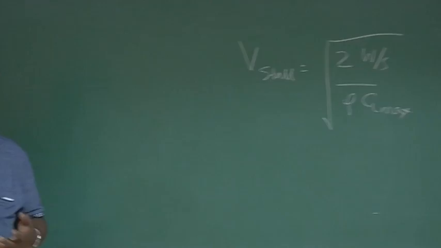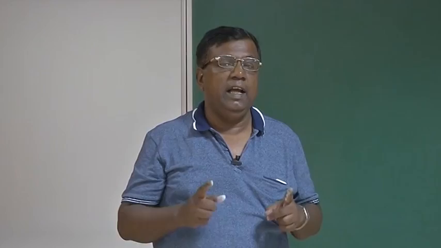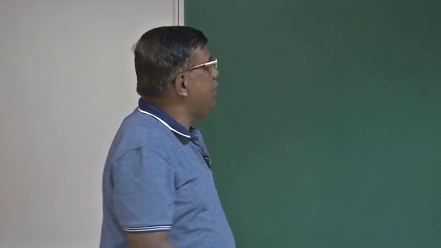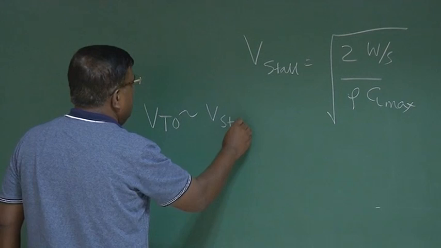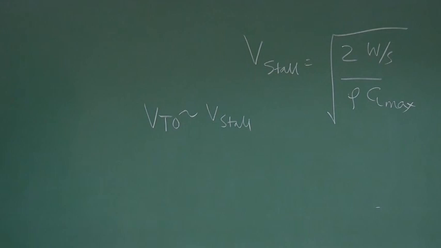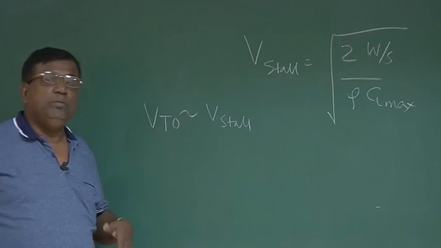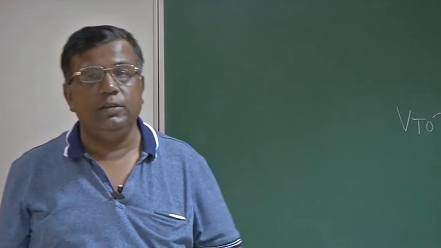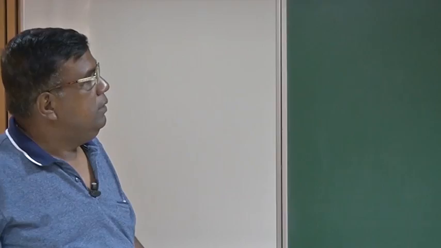As a designer, what do you want? The Vstall should be high or low? Remember, if Vstall is high, that means you need larger takeoff distance, because you know V takeoff is proportional to Vstall. It is 10 to 30%, or 15%, within that range of Vstall. So if Vstall is high, V takeoff will be high. So there are two possibilities. I have to put a bigger engine so that it can accelerate to that speed within shorter takeoff distance. Or if I am not able to increase the engine power, then I will need larger takeoff distance.